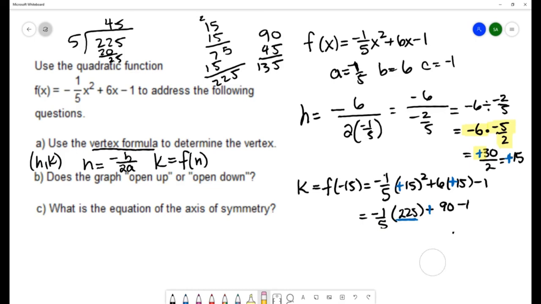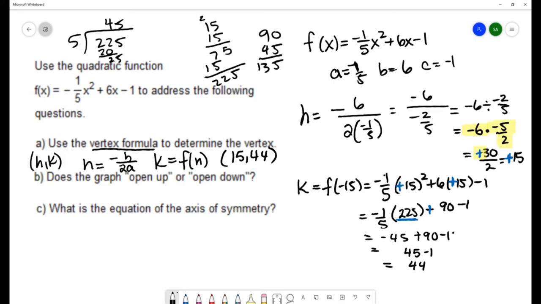So now we have a negative 45 plus 90 minus 1, and that should be a positive 45 minus 1, and we get 44. So now we found the vertex to be 15, 44, and we want to know the orientation.